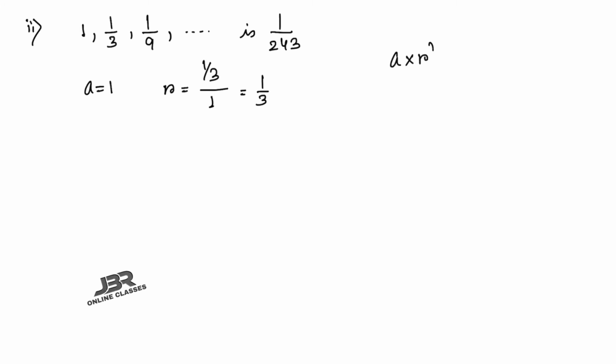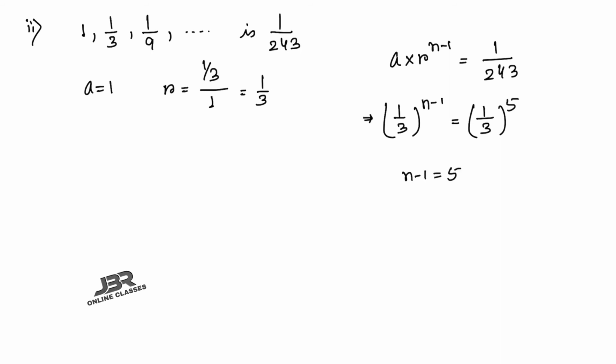So a times r to the power n minus 1 equals 1/243. Here a means 1 and r means 1/3. So (1/3) to the power n minus 1 equals 1/243. So 243 means (1/3) to the power 5. So n minus 1 equals 5, and from that n equals 6. Now next, sum number 4.